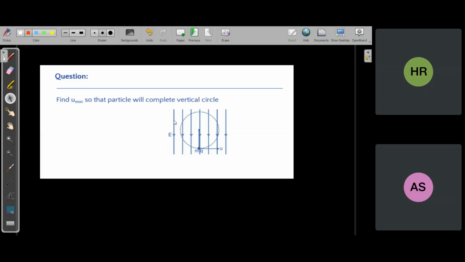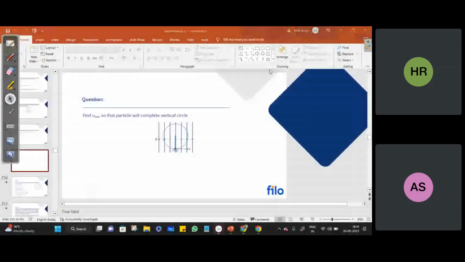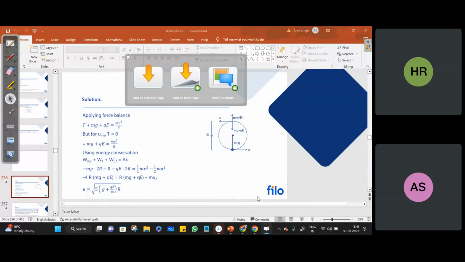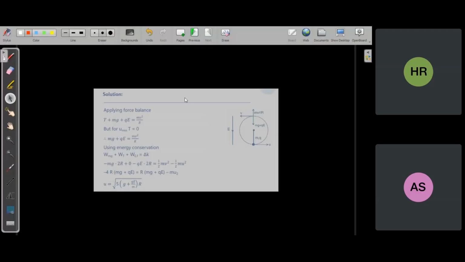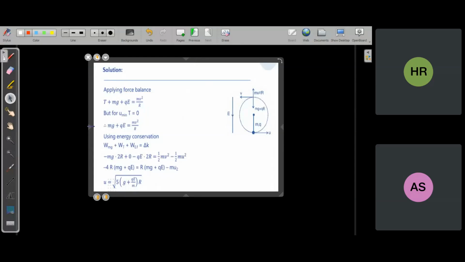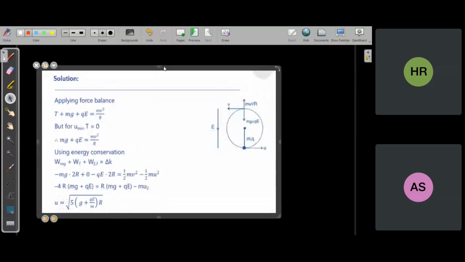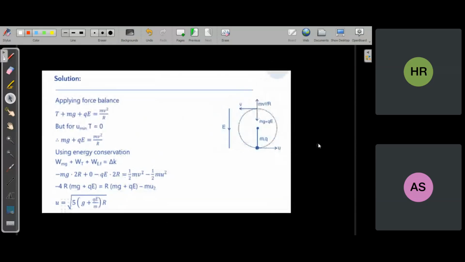And what is the condition to complete the vertical circle? The condition is that at the topmost point, its tension should become zero, not before reaching the topmost point, right? But if the tension becomes zero before reaching the topmost point, what happens, sir? Then it will lose the circular path because the string will become loose. Are you getting it?